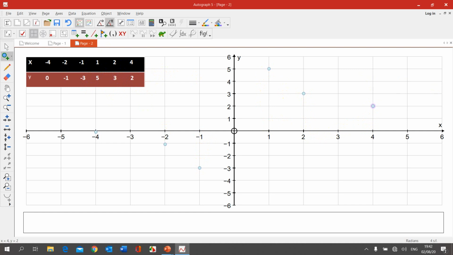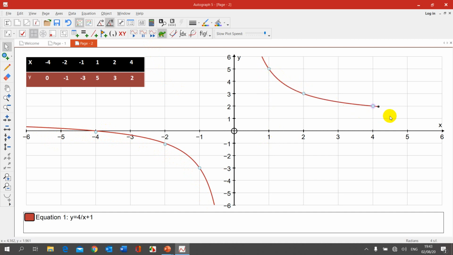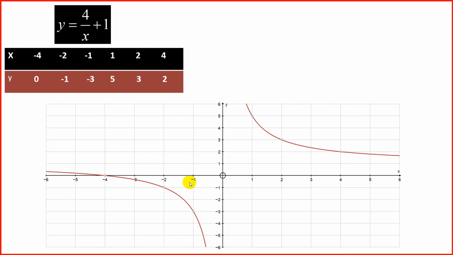Now that we have our points, we are ready to join these points to form our hyperbola. Okay, here we go. Joining our points, we get a curve, and on the other side we join our points, we get the curve that we are looking for. So you look at the graph and we see that the graph does not touch y equal to 1, so we're going to indicate this with a dotted line.